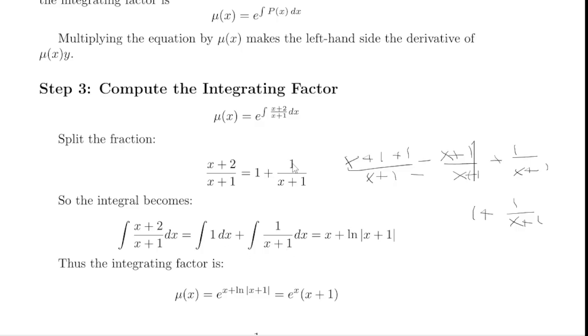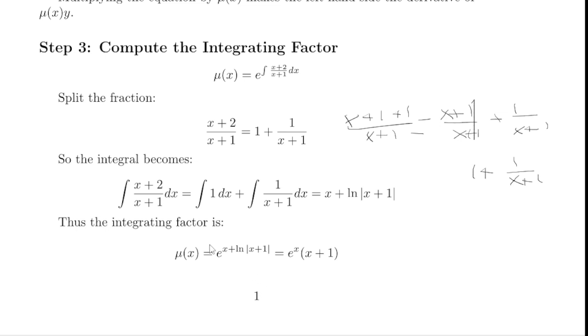And so I can integrate this, and to find the integral, I could just separate it into two integrals. Antiderivative of 1 is x. Antiderivative of 1 over x plus 1 is natural log absolute value of x plus 1. This is going to go in the exponent of e. So you have e raised to the x plus natural log absolute value of x plus 1.